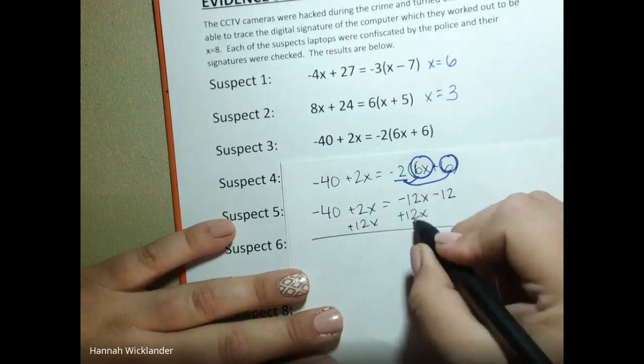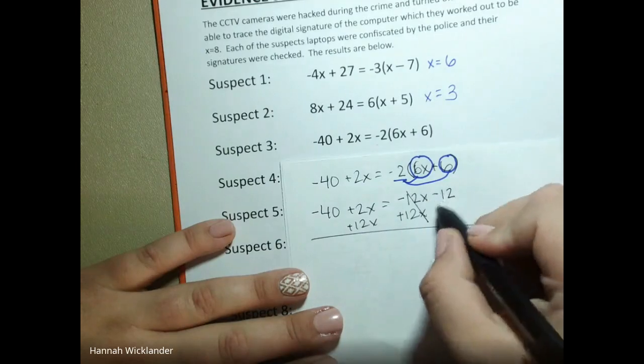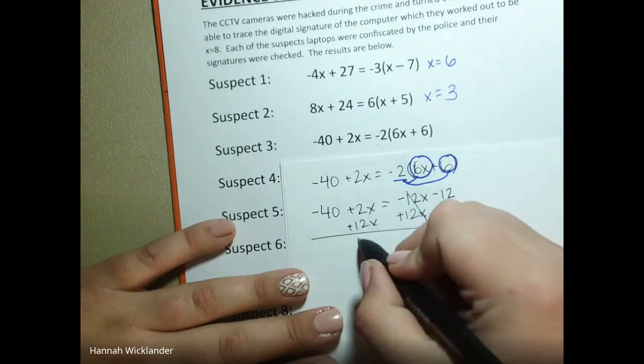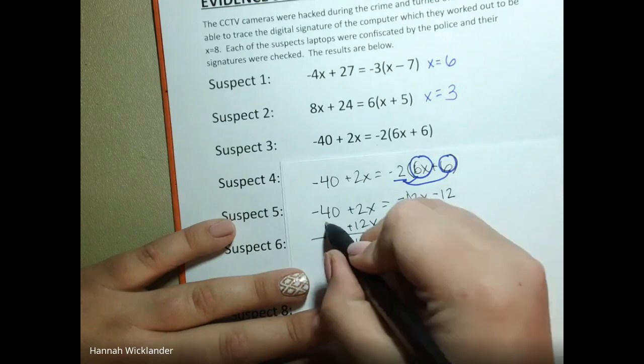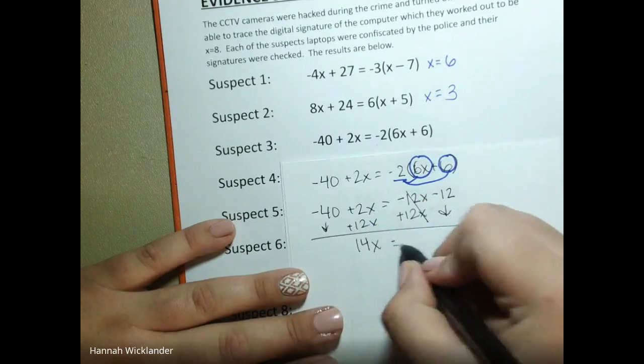So the negative and positive 12 cancel. And then 12x plus 2x gives me 14x. Bring down my -40 and -12.